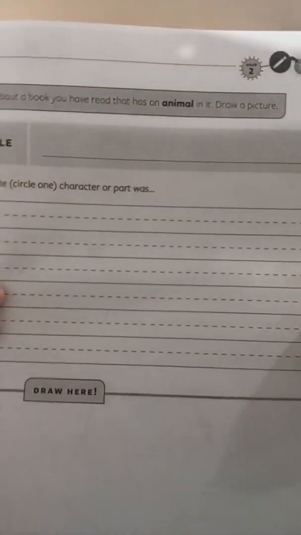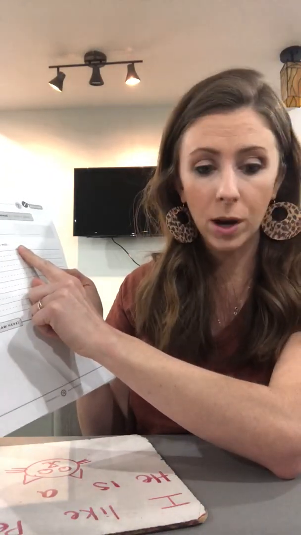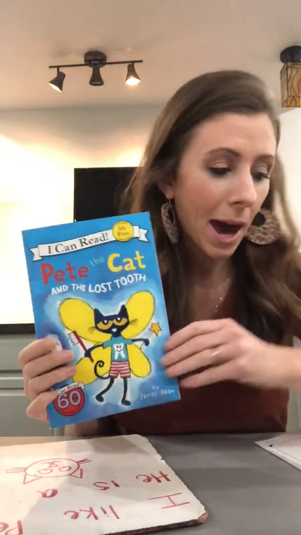The first page you're going to do today looks like this. It says, find a book that has an animal in it, and you have to write the title of the book you found, and then you have to decide if you want to write about a character in your book or a part of your book. And then you draw a picture to illustrate. Remember, your picture needs to go with your words. So I grabbed the Pete the Cat book because I like Pete the Cat.